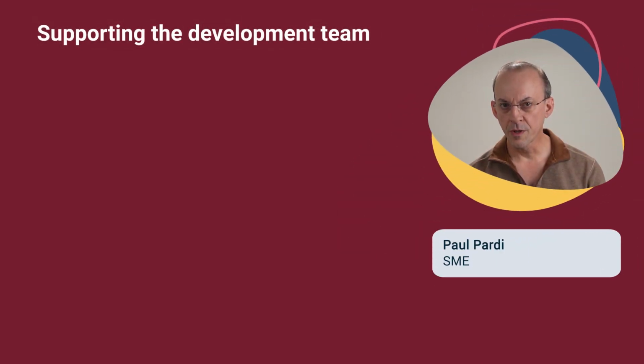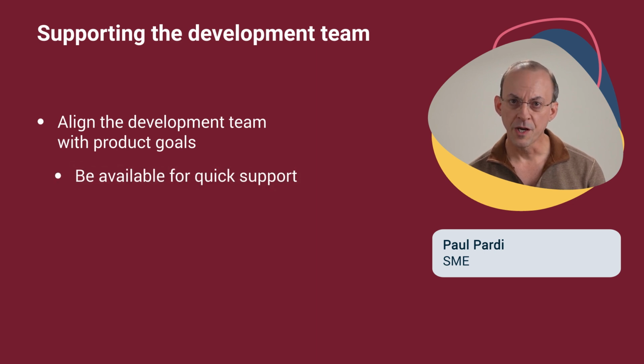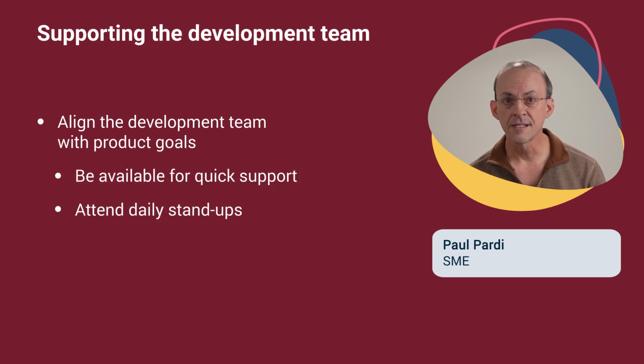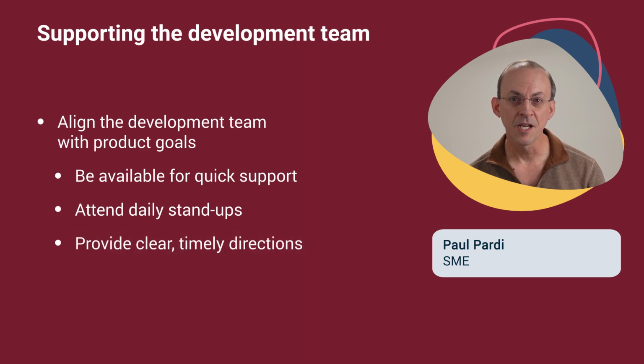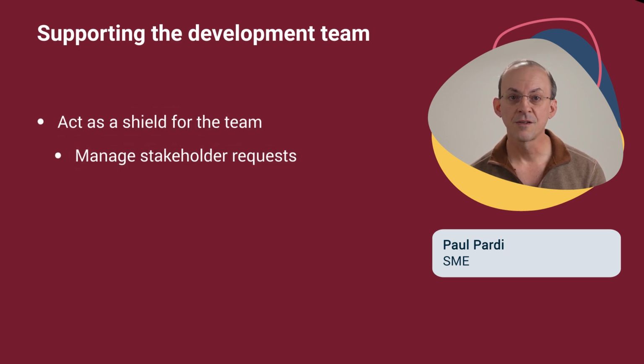When it comes to supporting development teams, I believe the product owner is responsible to make sure the development team understands the product's direction and goals. They also should be available for quick questions, do things like attend daily stand-ups, and provide clear, timely information on the direction of the product goals. They also should act as a shield for the team, managing stakeholder requests so they can focus on development.